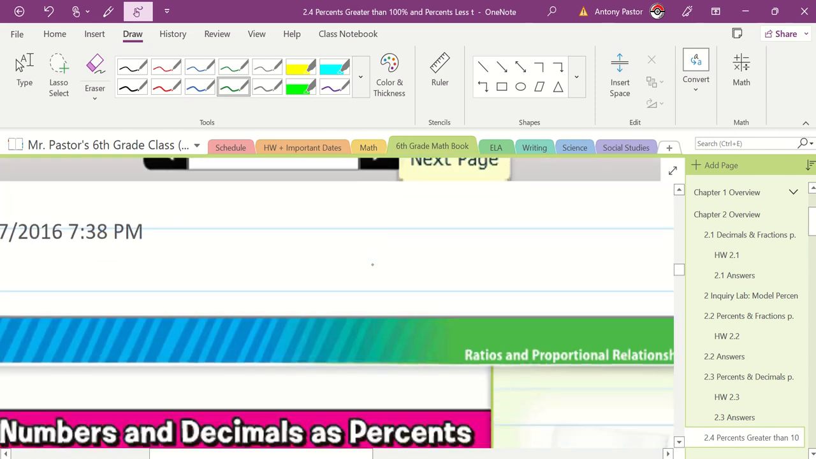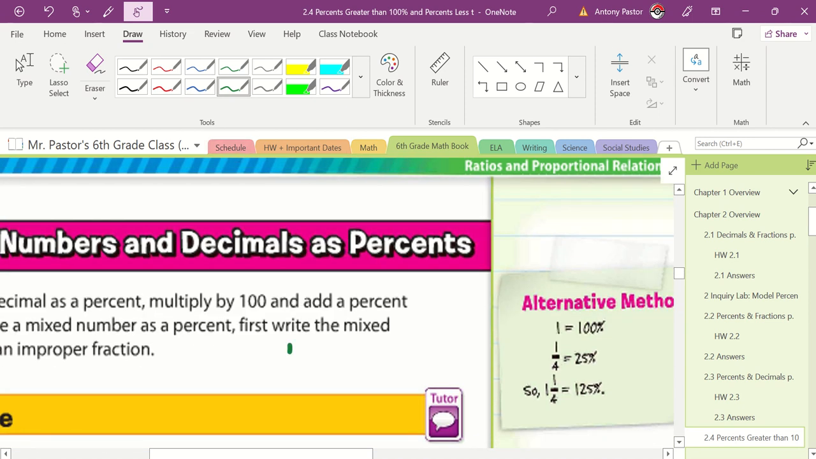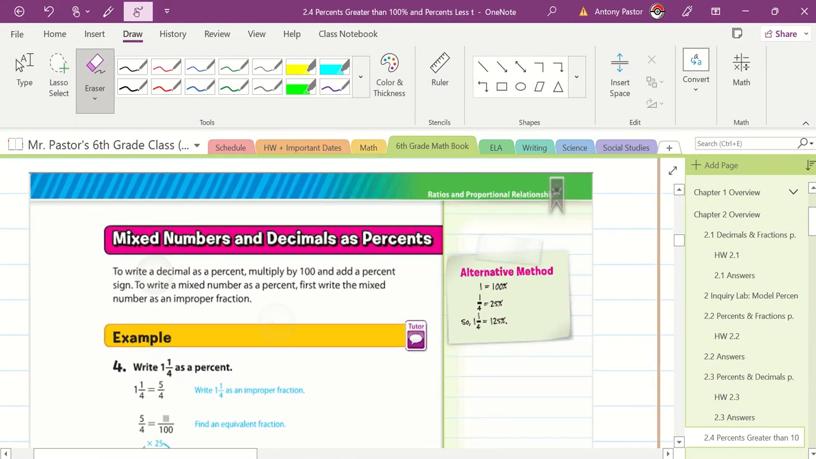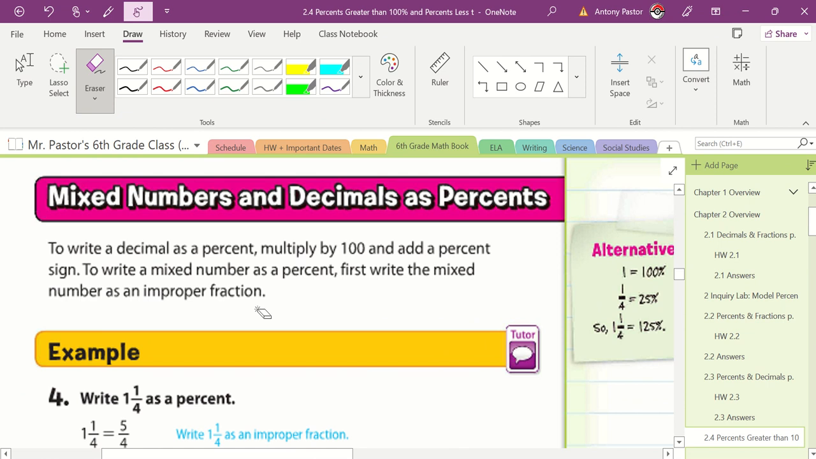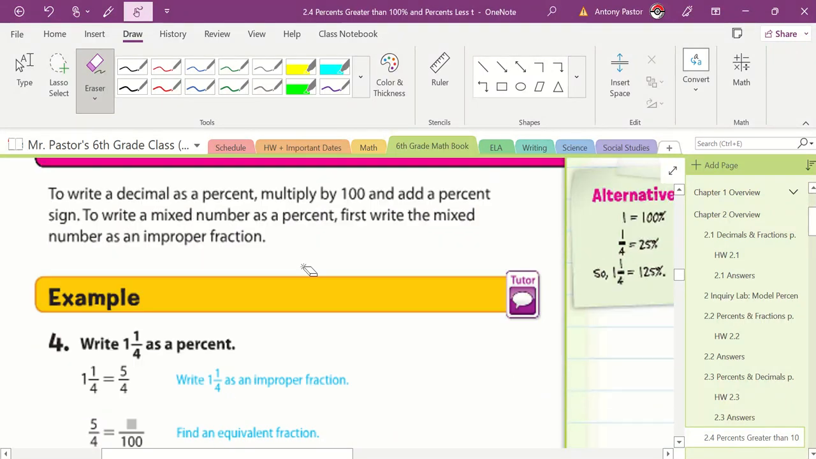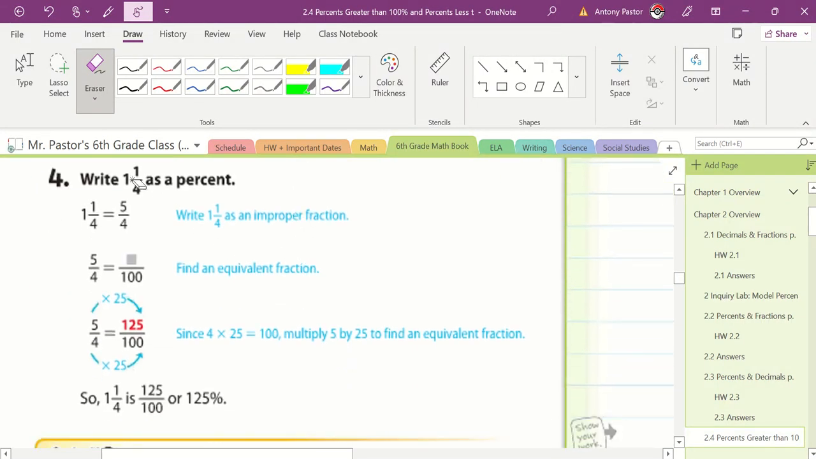Now, we're going to continue because we've done a lot of practice in turning percentages into decimals, but now we're going to have to talk about turning decimals into percentages, or even fractions or mixed numbers into this. So, to write a decimal as a percent, multiply by 100 and add a percent sign. To write a mixed number as a percent, first write the mixed number as an improper fraction. That seems like a lot, so let's walk through this. Write 1 and 1/4 as a percent.